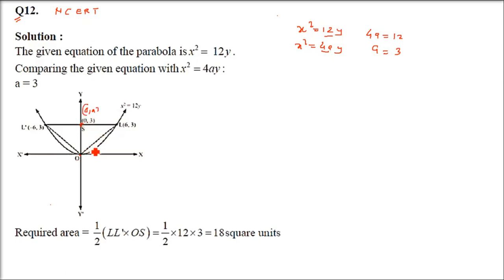So 0, 3. Now the area of the triangle needs to be found out. How is the triangle formed? The ends where this line from 0, 3 intersects the parabola. So these end points we have to join. This is the latus rectum, and you know the value of the latus rectum. We have to join the endpoints of the latus rectum with the origin.